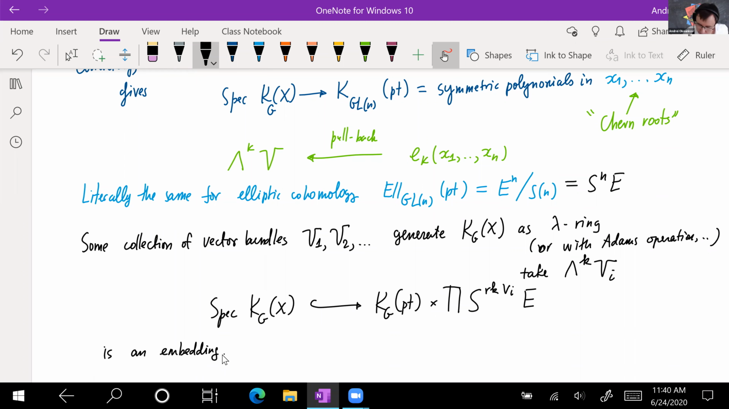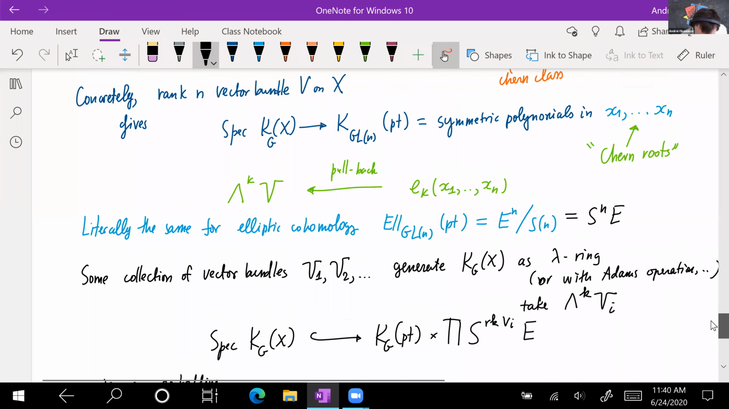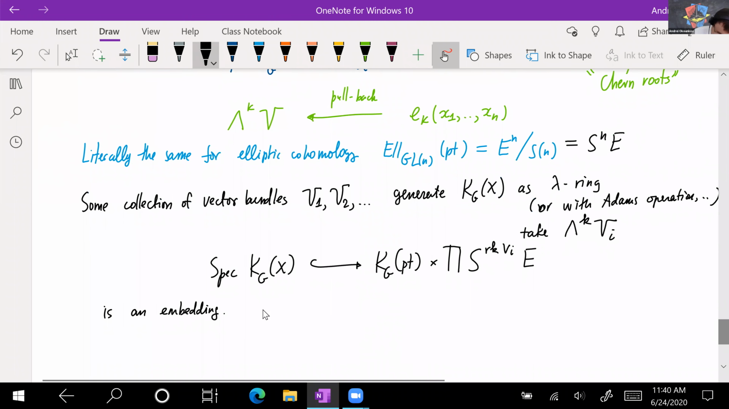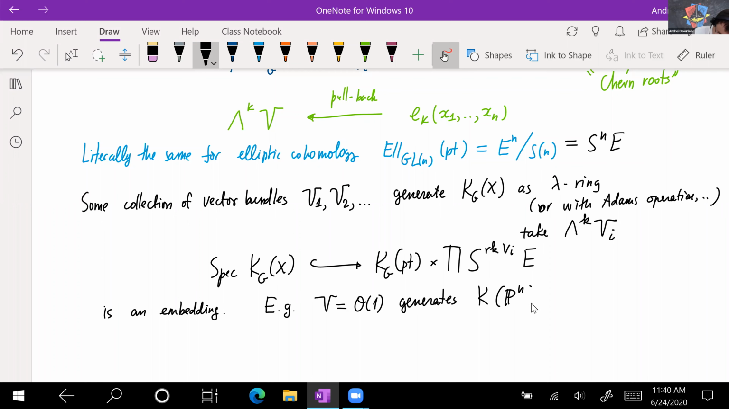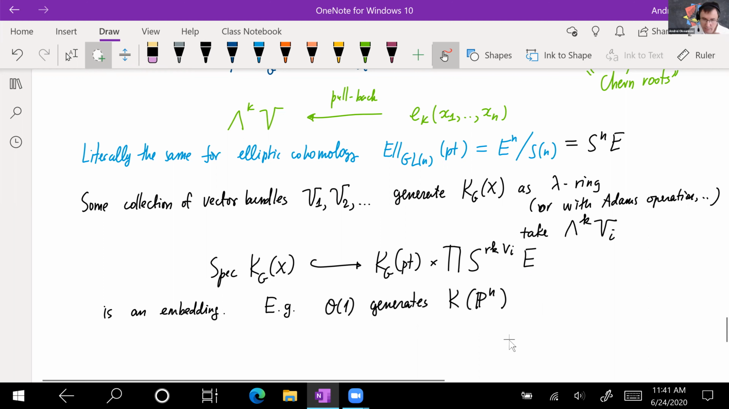And then how do you know that something is an embedding? Like, for instance, if we take one bundle, O(1), it generates the K-theory of projective space. Maybe it will be confusing. Let's just leave it like that. And so how do we know if some collection is generated?